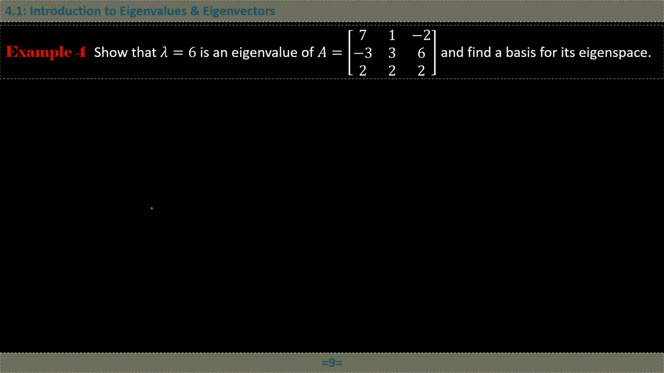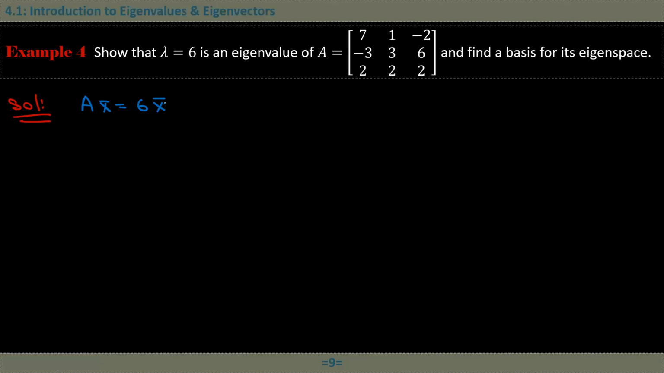Another example: show that lambda equals 6 is an eigenvalue of this matrix, and find a basis for its eigenspace. Solution. First we have to show that this lambda equals 6 is an eigenvalue of A. That means that here we have A times X is just equal to 6 times X.